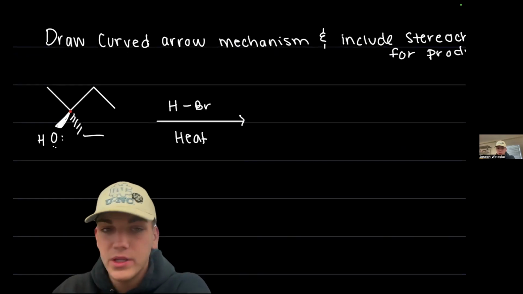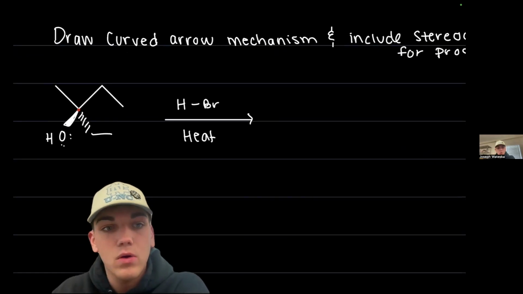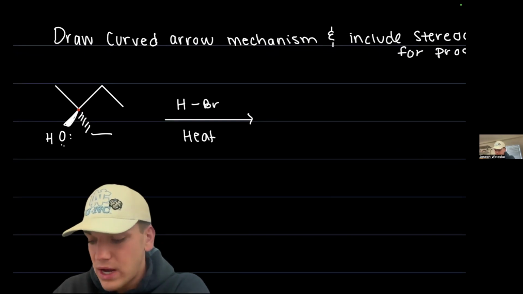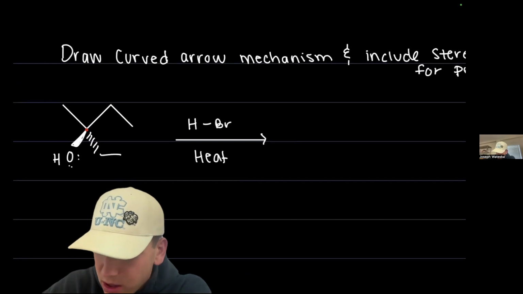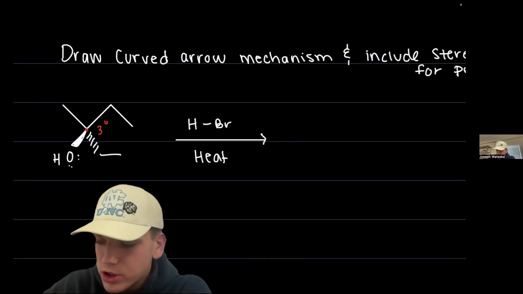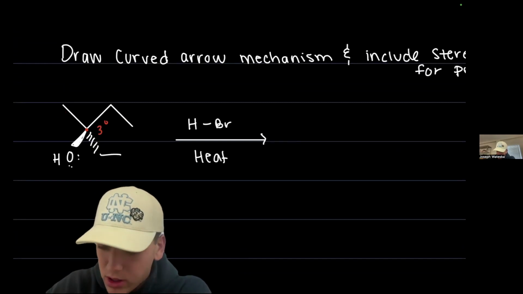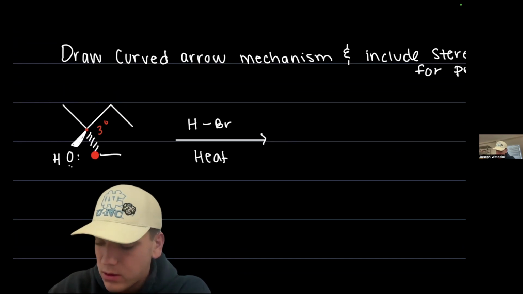So the first thing I would do is look at the substrate and recognize that this is an alcohol reacted with HBr and heat. So the thing that comes to mind then is that this is an alcohol elimination reaction. The first thing I always do is label the carbon that the oxygen is attached to as tertiary because it's attached to three other carbons, there, and there.